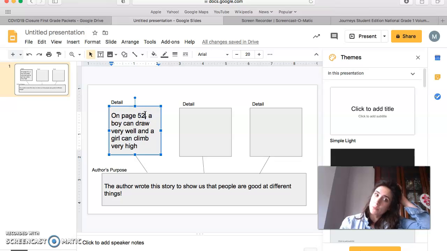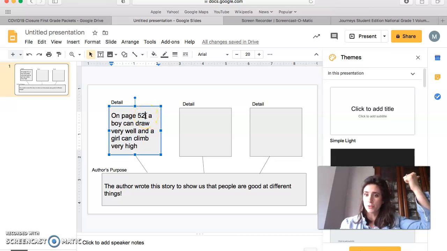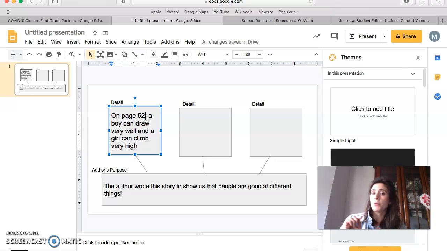That's going to be really important once you get older to cite your work and show us where exactly you found that detail. Okay, so if you can, try and go back, and you can use my old YouTube video as well to read along with the story again. Tell me what page you found this detail on, okay?